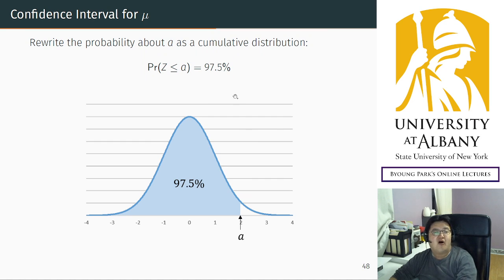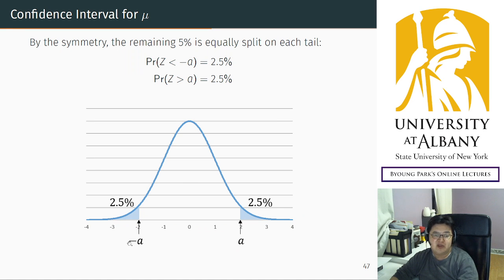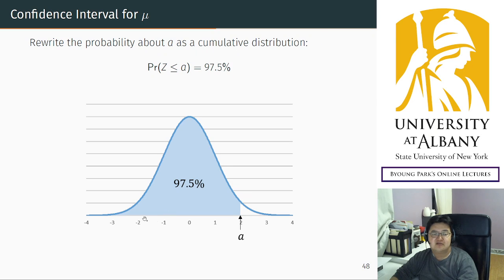Another way is to find this. The cumulative probability up to this point is 97.5%, right? You may use the cumulative probability up to minus A, but if you don't want to use minus, then you may use A with 97.5%, right?